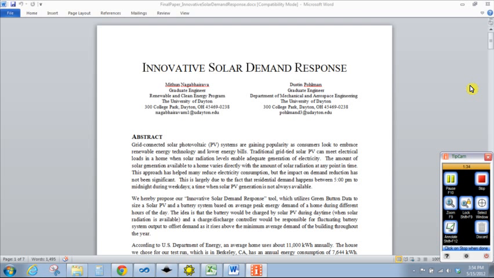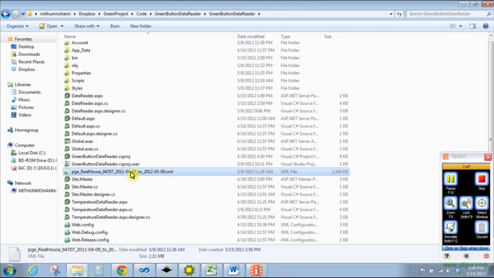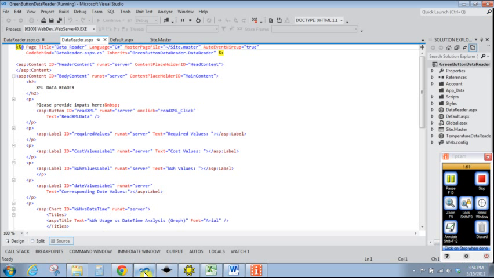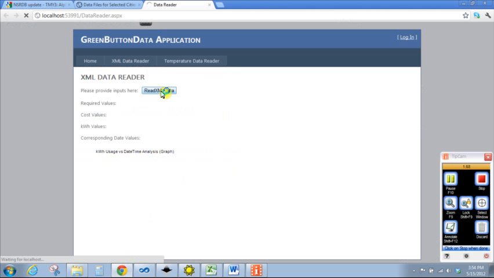So to talk through some of the software we use and how we were able to incorporate the GreenButton data, I'll hand it over to Mithun. Hello. So we did a program called a GreenButton data reader. Here's a GreenButton data file which we have got from a real residence in Berkeley, California. We wrote a program to read the data from this XML file, and once we hit the read XML data button, we get the required cost values, kilowatt hour values, and corresponding date values from the XML file.